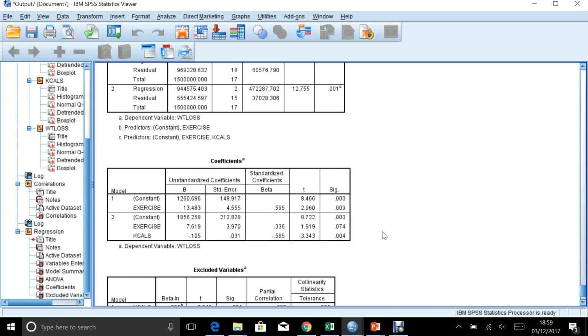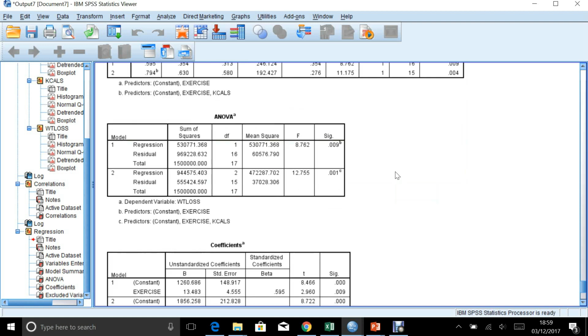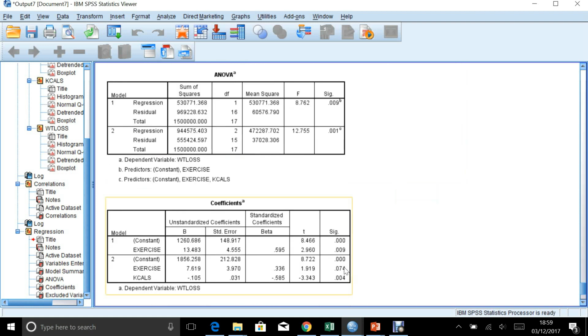So the story is basically, depending on the order in which you enter the variables, the story can tell quite a different account. However, when we get to the coefficients table, we can see the true picture emerging, that food intake is the only significant predictor of weight loss, and it is a negative predictor. In other words, the more food you eat, the less weight you're going to lose, and exercise is non-significant.